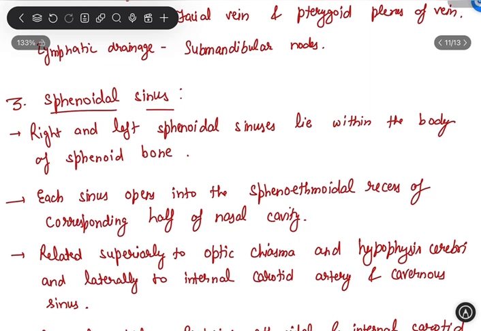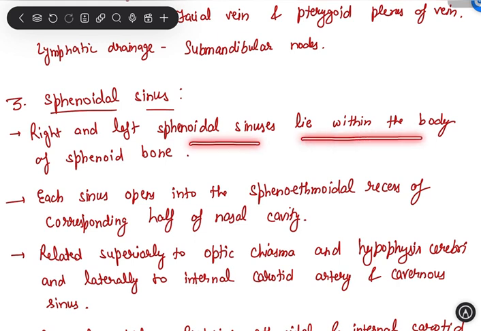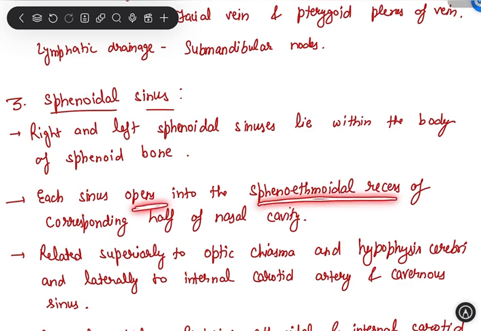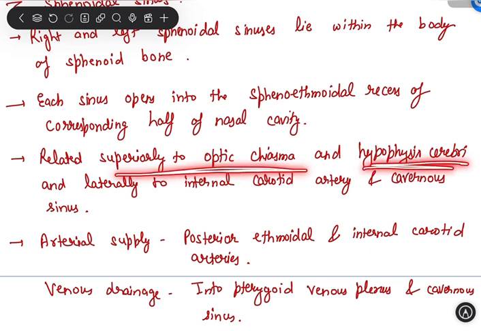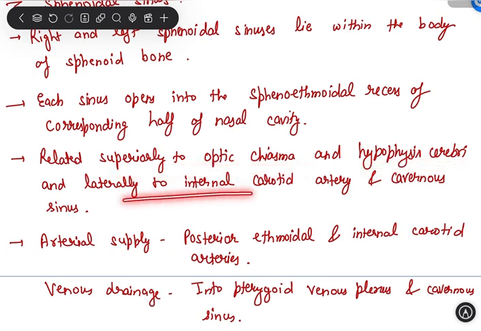Now moving forward towards the third sinus, that is the sphenoidal sinus. These are the right and the left sphenoidal sinuses which lie within the body of the sphenoid bone, and each sinus opens into the sphenoethmoidal recess of the corresponding half of the nasal cavity, and it is related superiorly to the optic chiasma and hypophysis cerebri and laterally to the internal carotid artery and the cavernous sinus.